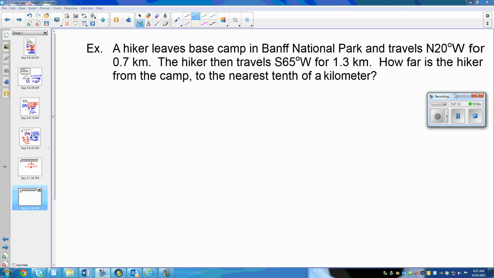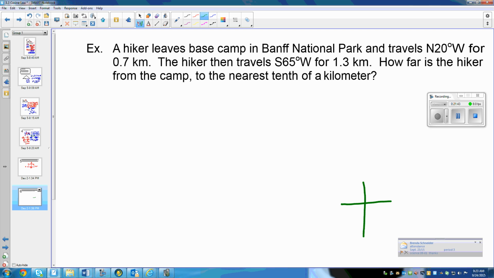As the crow flies. Okay? So leaves base camp, travels north 20 degrees west. So I draw a crosshatch there. Northwest is this way, right? On the paper anyway. So north 20 degrees west. This angle. I always mess up when I turn around. I'm sorry. So I probably want to start over here, right? If I'm heading northwest. So this is 20 degrees for 0.7 of a kilometer.